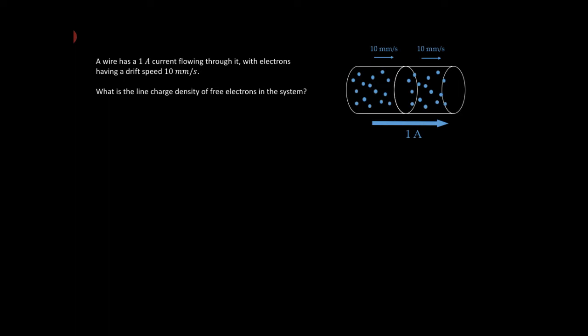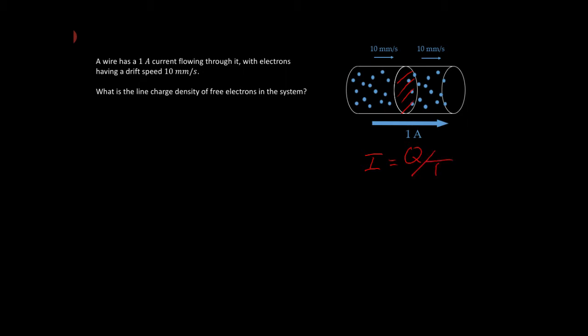Let's see. I want to look at this wire here, right? And remember, there are two ways we can talk about a current. We can talk about a current as the amount of charge flowing through an area like that in an amount of time. So in that case, the current I for current is equal to charge over time.